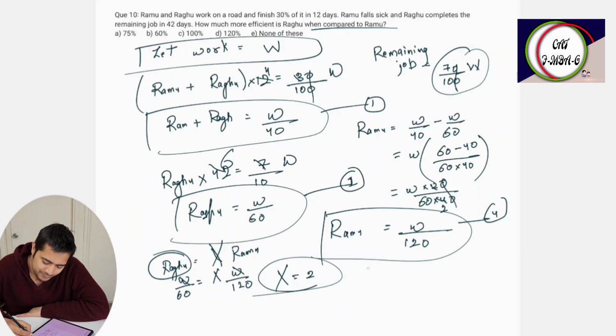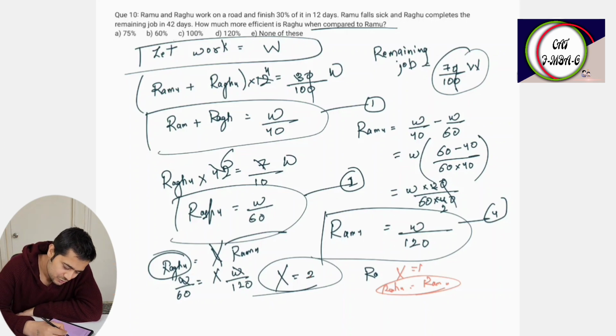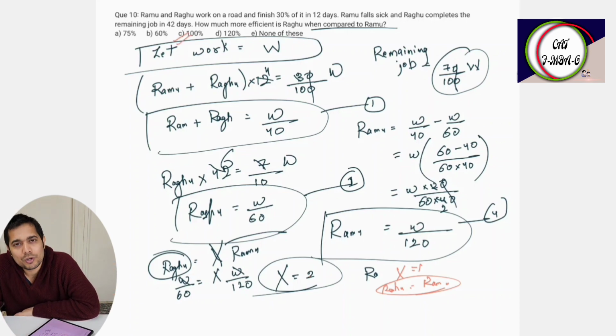See, if X is equal to 1, then Raghu is equal to Ramu, they are equally efficient, one time efficient. If it is 2, that means 100% more efficient. If it is 3, then it is 200% more efficient. Got it? So this is the right answer, 100% more efficient.